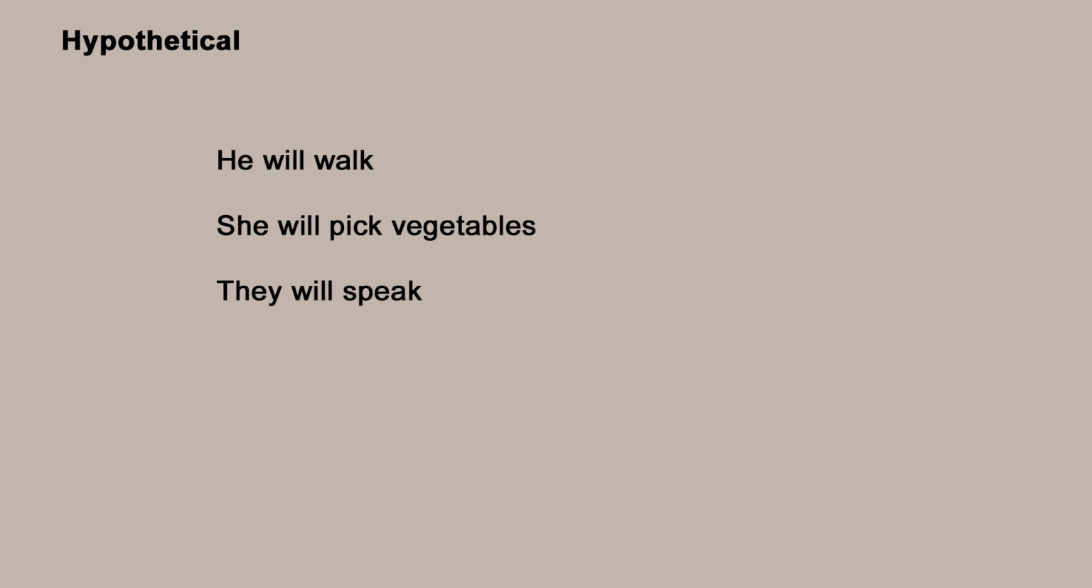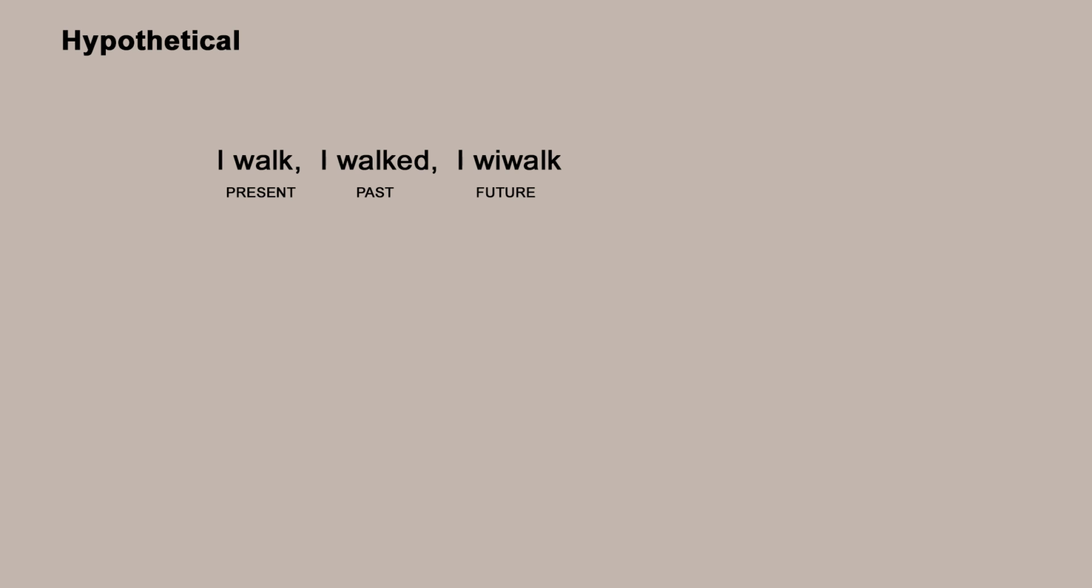Now imagine if over time the word will became more and more reliant on the verb it was attached to. It was never stressed, and maybe it started to phonologically reduce a little bit when people talked quickly. He will walk, she will pick vegetables, they will speak. Eventually, people might do this so much that the word will no longer really means anything on its own. People don't even consider it a word in its own right, they just consider it a bit that you add to verbs to make them future tense. It's become part of the inflectional paradigm of verbs in general. I walk, I walked, I will walk. This is grammaticalization, where something starts off as a separate word and gradually turns into a grammatical inflection.